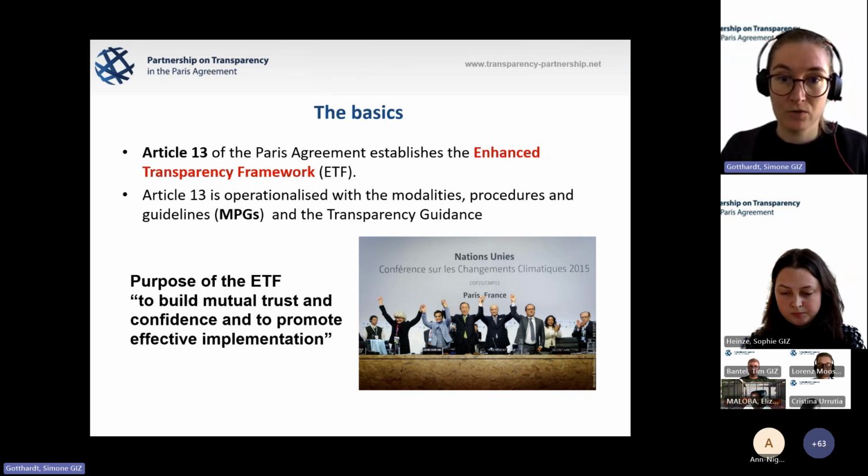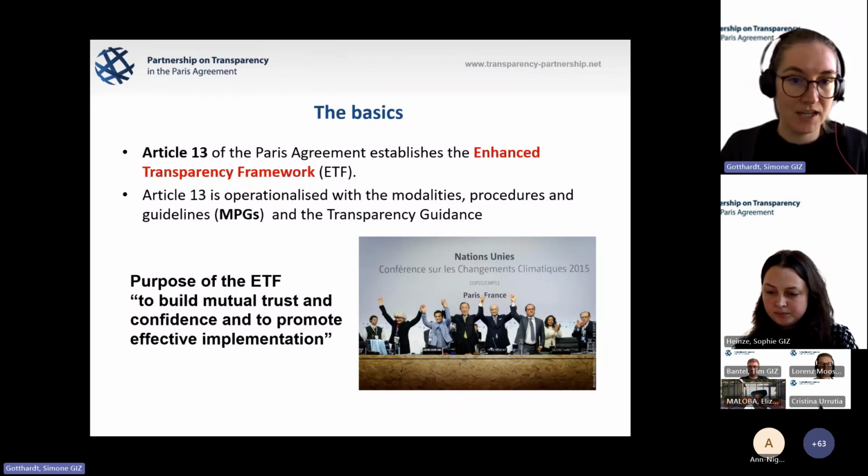Therefore, the framework also fosters accountability, since transparency is a central component for the successful implementation of the Paris Agreement, and tracking also the progress in implementation. And with the ETF, we also hope to get a better picture, because we increase the frequency of reporting also for developing countries.